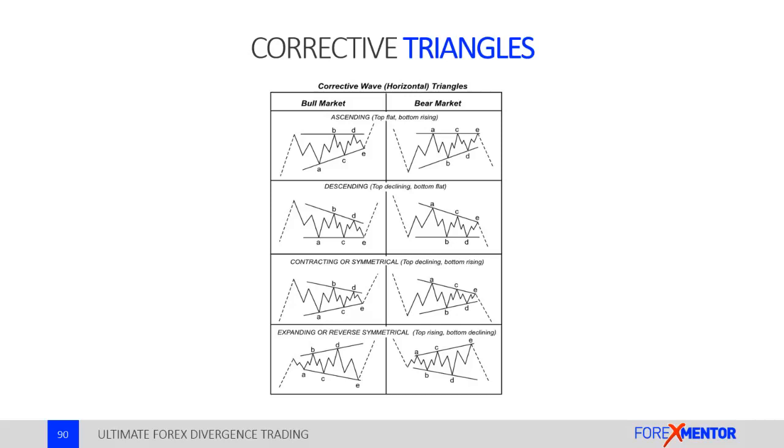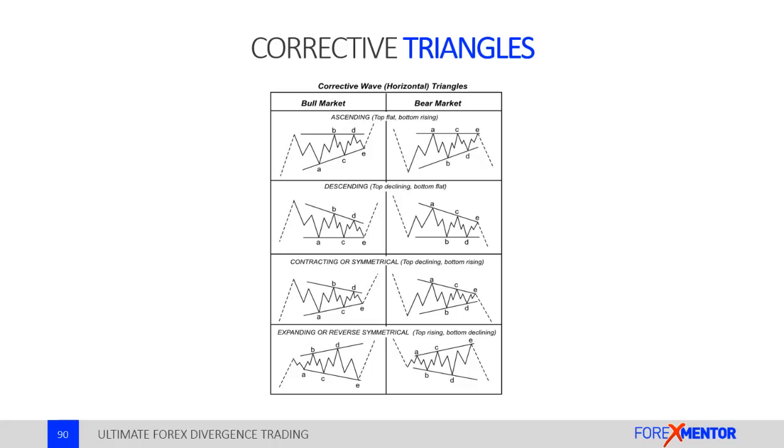Corrective triangles, these are patterns that we'll see in a more sideways market at times, and there are a variety of different kinds. We have ascending, descending, contracting, and expanding. Contracting is the most common, but you will see all four types from time to time. You'll see these particular patterns in the B waves or the X waves.